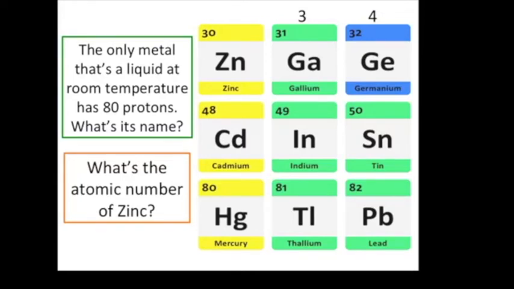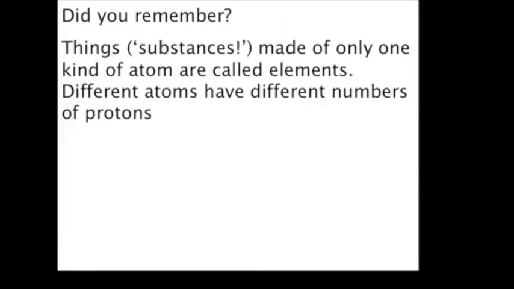Mercury has 80 protons, and that is the only metal that is a liquid at room temperature. That's why you get it in your thermometers, because when it gets warm it expands and handily goes up a tube. And the atomic number of zinc is 30. So atomic number is the number that tells you what the atom is. So there are 30 protons in an atom of zinc.